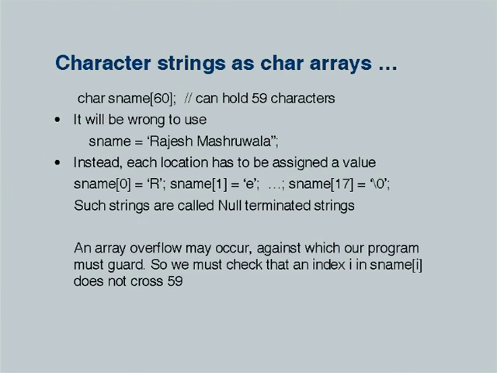So we cannot now say sname equal to Rajesh Mashruwala. Please understand this. This is illegal because sname is not a string. Sname is an array. An array cannot be assigned a single value like that. Each element has to be assigned a different value. So each location has to be assigned a value. For example, sname[0] is R, sname[1] is E, etc. sname[17] is backslash 0 because Rajesh Mashruwala has 16 characters. Such strings are called null terminated strings.